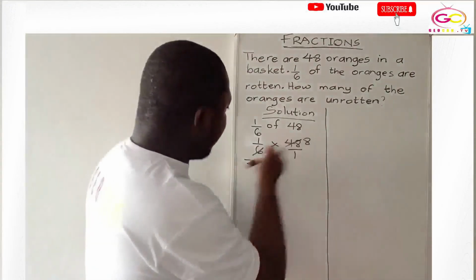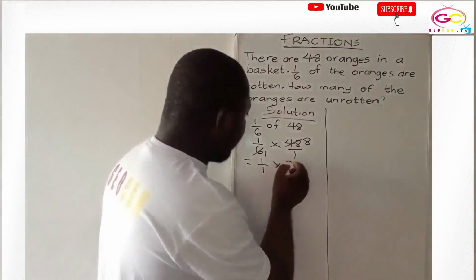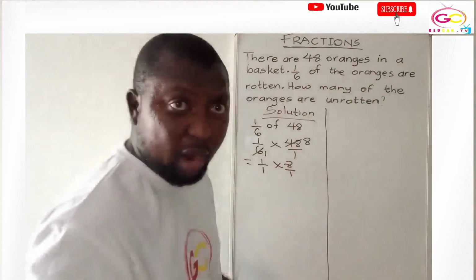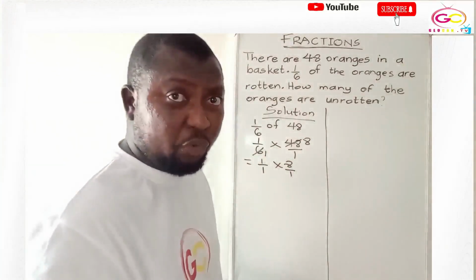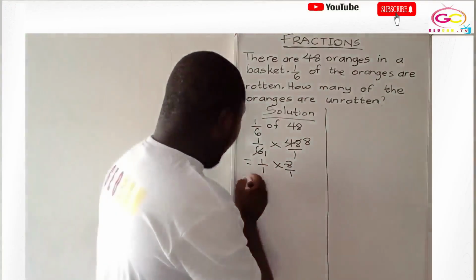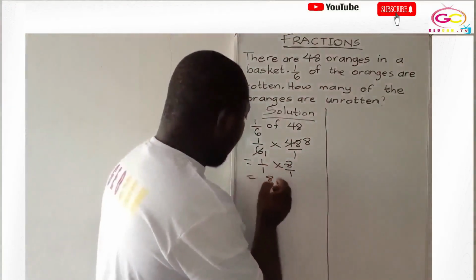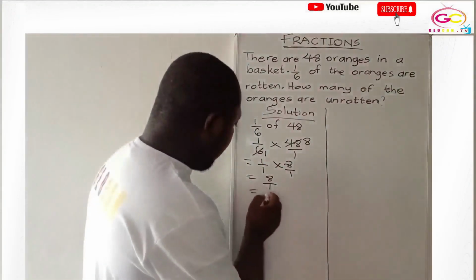Let's check whether we can still cancel again. No! So what do we have? 1 over 1 times 8 over 1. Now we can't cancel any more, so we can now multiply horizontally. I believe you remember that. We only multiply horizontally, right? Good. Now 1 times 8 is 8 over 1 times 1. It's 1, right? Good. So 8 over 1, which is equal to what?